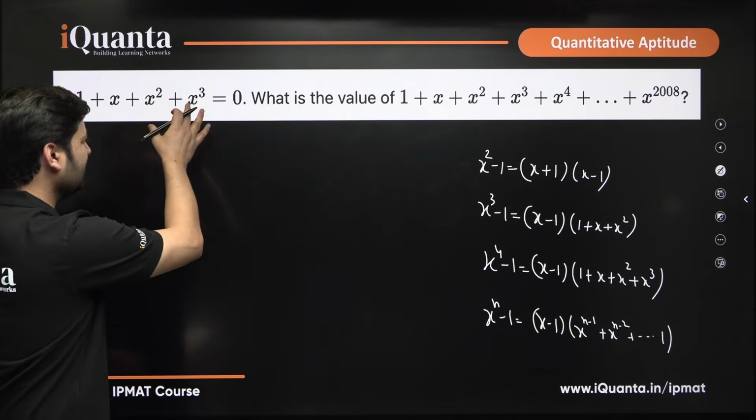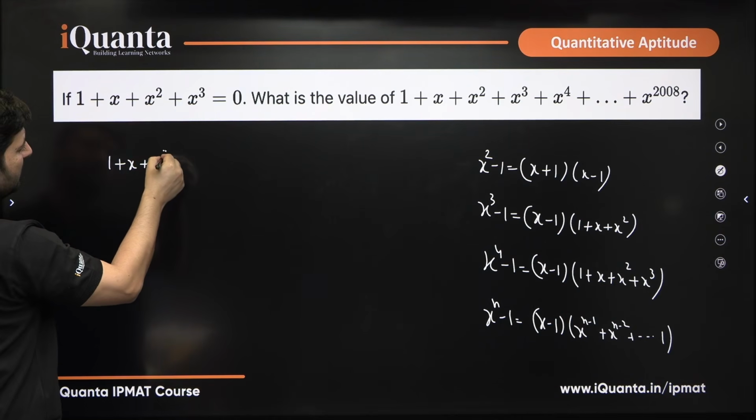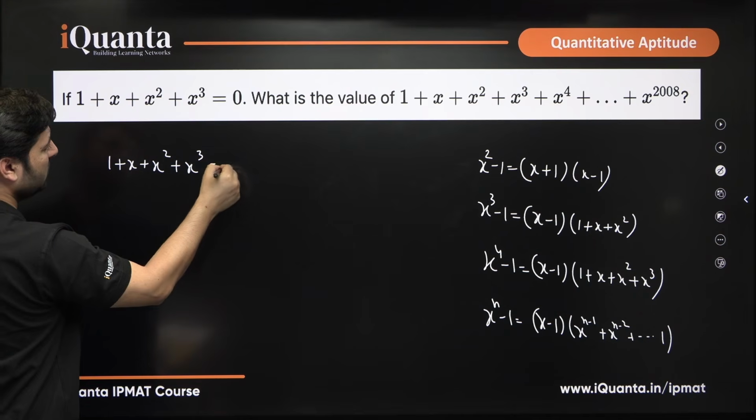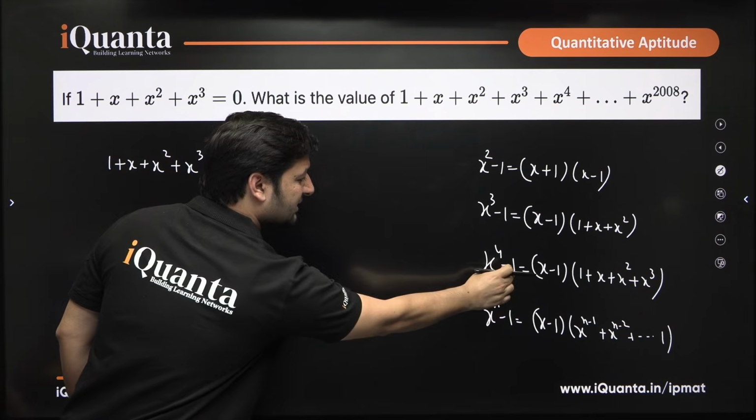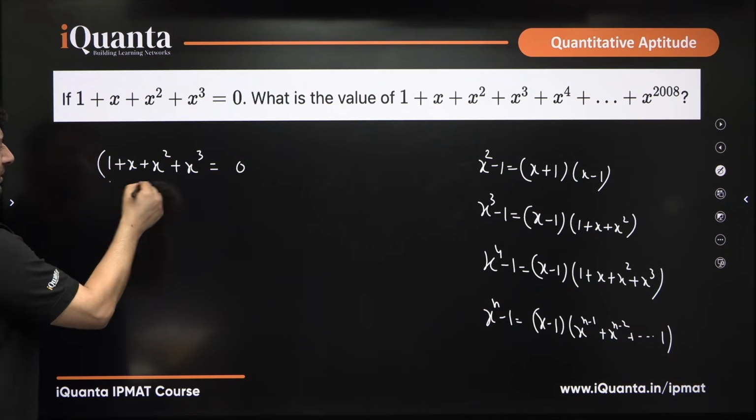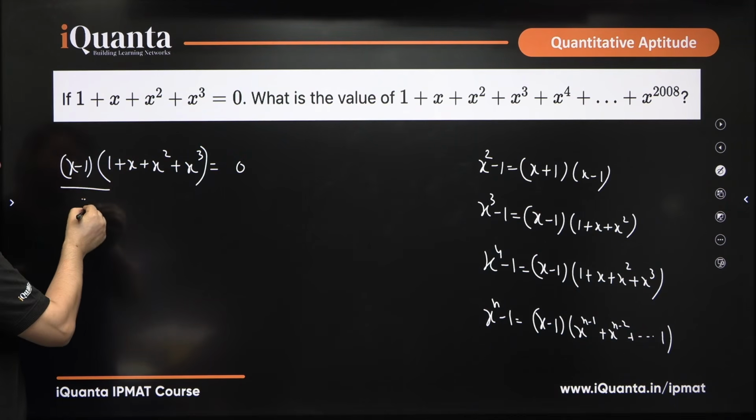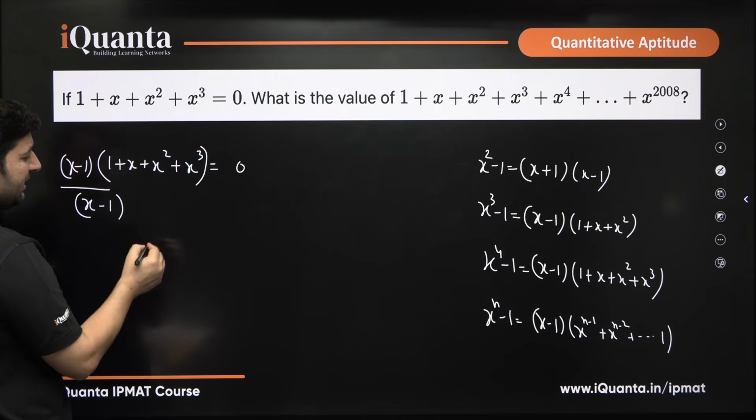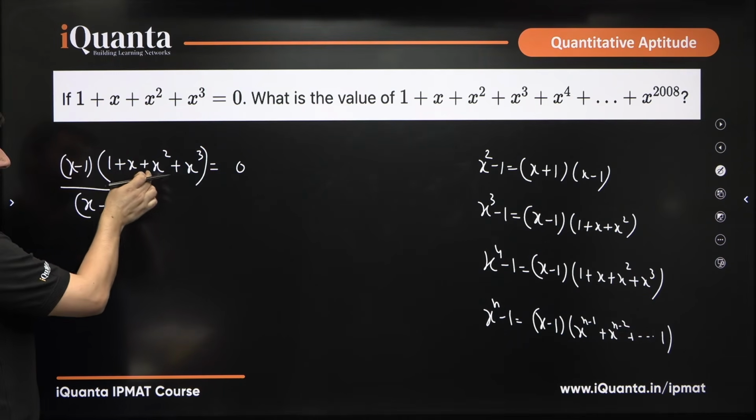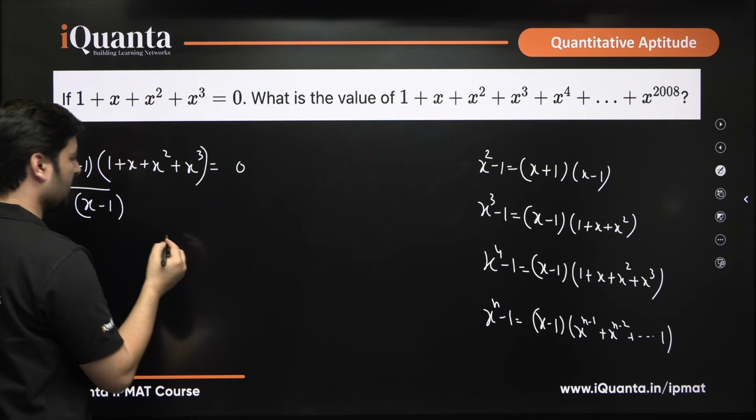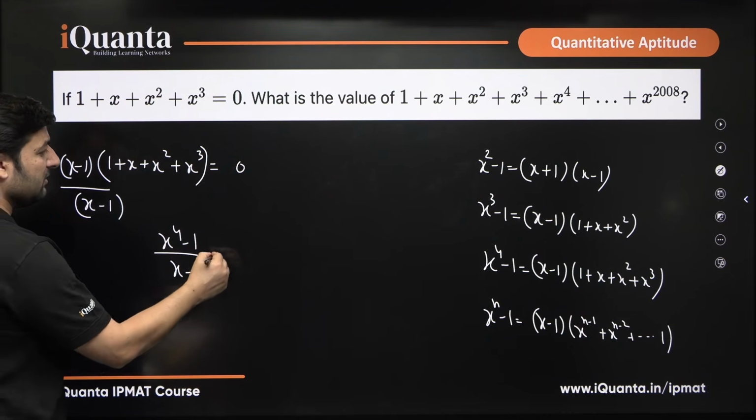So here can I say that if this is given to me, 1 plus x square plus x cube equal to 0, can I multiply and divide with x minus 1 to turn it into x to the power 4 minus 1? So if I multiply and divide this with x minus 1, what do I get? These two brackets will multiply above x minus 1 and then x cube plus x square plus x plus 1, which will give me x to the power 4 minus 1. So x to the power 4 minus 1 upon x minus 1 is equal to 0.